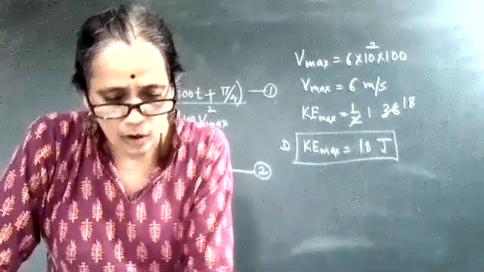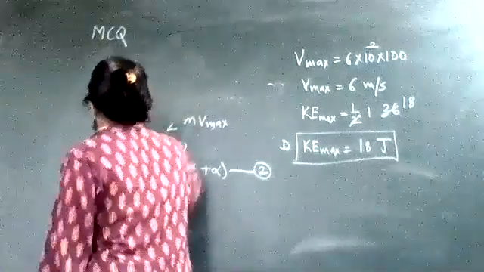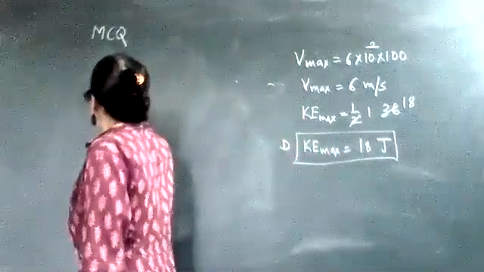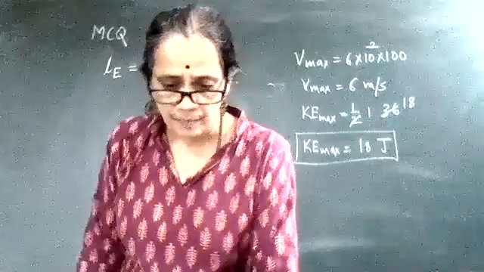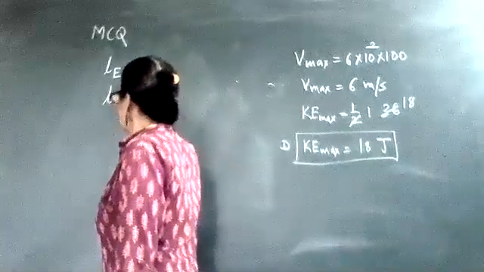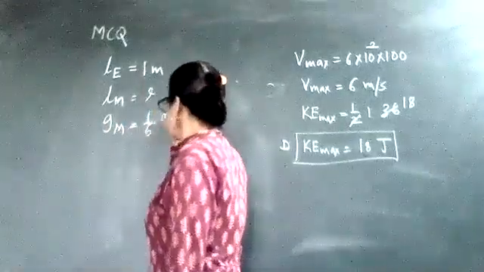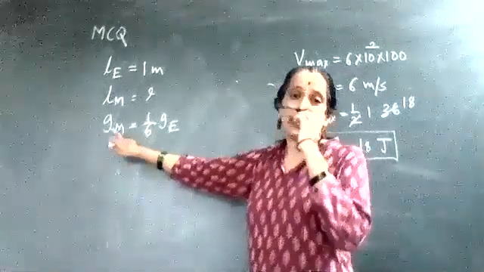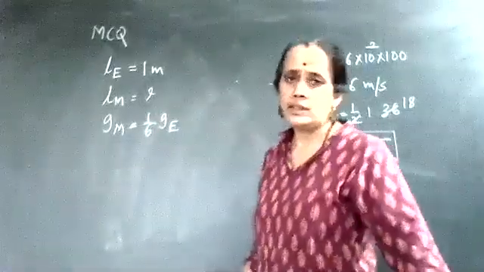The length of the second pendulum on the surface of Earth is nearly 1 meter. So the length of the second pendulum is given as 1 meter on the Earth's surface. So L_E is equal to 1 meter. What will be the length of that second pendulum on the surface of Moon, if the gravitational acceleration on Moon is 1/6 of the gravitational acceleration on the Earth's surface? This relation is already given in the MCQ: g on the Moon surface is equal to 1/6 of g on the Earth's surface.